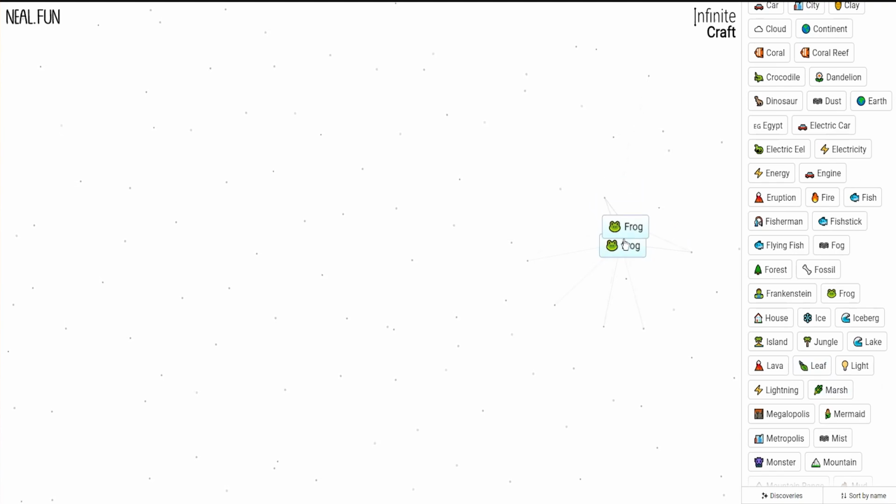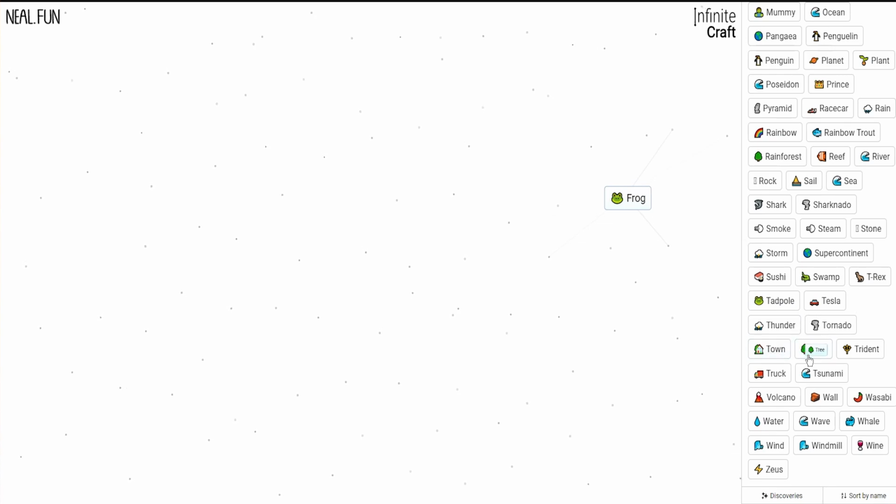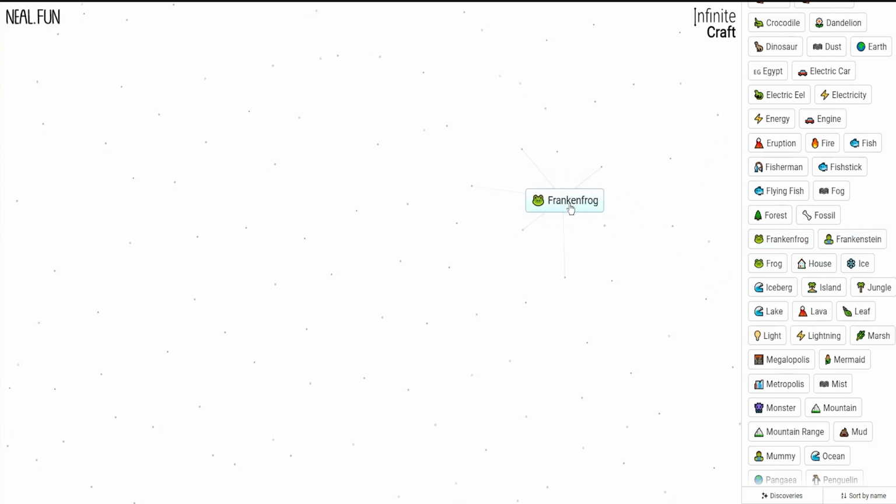So fish marsh just gives us another frog. Two frogs make a tadpole. Two tadpoles make a frog. All right, what if we put the frog in a tree and get a prince? Stop giving me prince. Stop giving me princes. I know this is like a princess and the frog thing, but I don't need a prince. Frog Frankenstein. Frankenfrog. Oh, that's not what I need. That's not what I need. I need a toad.